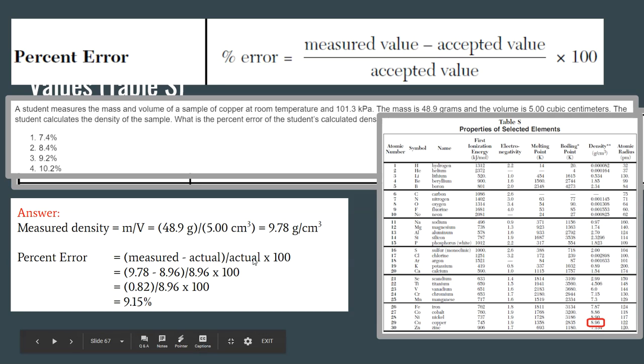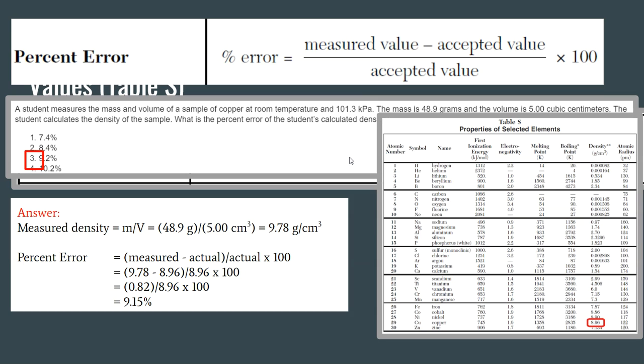So then you just simply plug in these values in your percent error formula, and you'll be able to get your percent error. The measured value, you calculate it to be 9.78 minus 8.96, which is the actual, divided by 8.96 times 100. You get 0.82 divided by 8.96 times 100, and you calculate it out to be 9.15%, which would take you to answer choice 3. So all this for what looks like a simple problem. Please note that you may have to consult Table T, Table S. Sometimes you might have to apply the use of percent error, also provided on Table T.